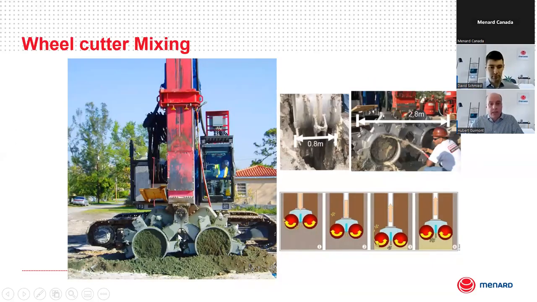Otherwise, you have the CSM or cutter soil mixing. That's another example of mixing tool. Also mostly used for linear structures. That type of equipment was developed by our sister company, Soletanche Bachy, in the late 90s, I would say, working with Bauer.